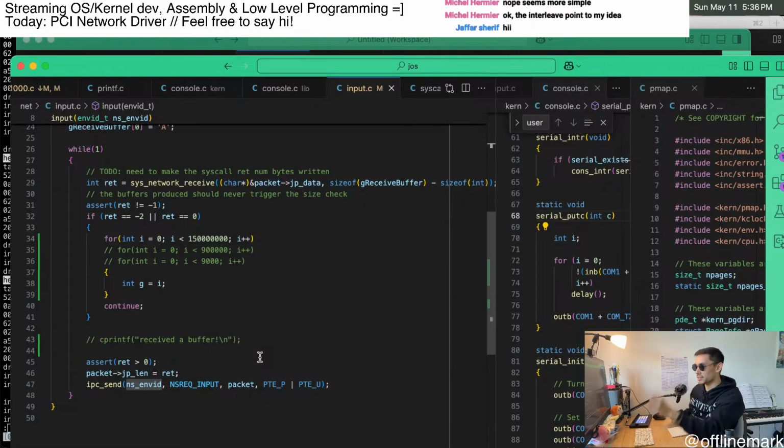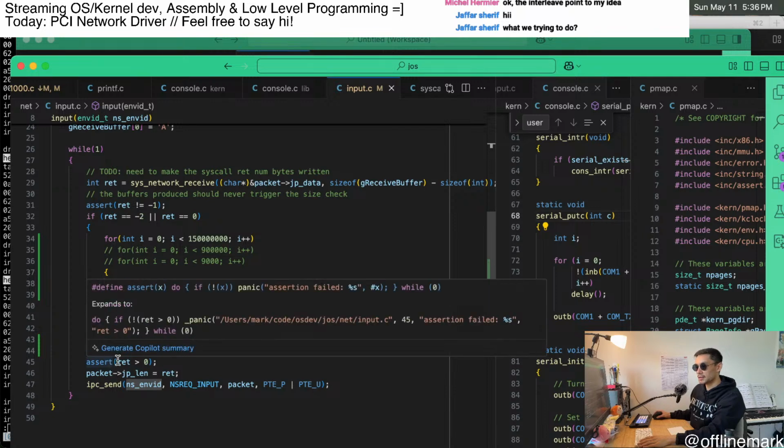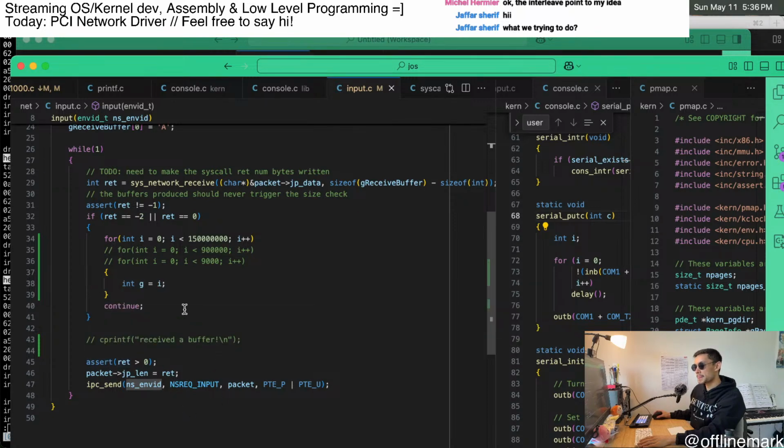It would actually be very interesting to place interleave points to see the rate of this mechanism and the buffer reuse thing.